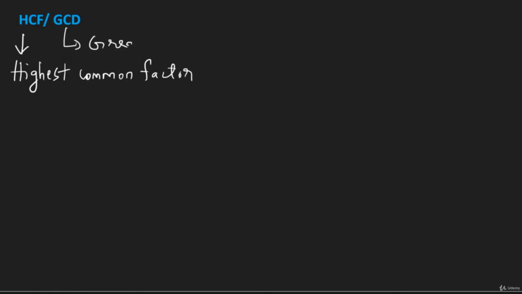Hi students, let's try to understand what we mean by HCF or GCD. HCF can be expanded as highest common factor, and GCD stands for greatest common divisor. We know that a factor or a divisor is the same thing. It's a number that divides the given number perfectly, that is without leaving any remainder. Now let's try to understand what exactly this means.